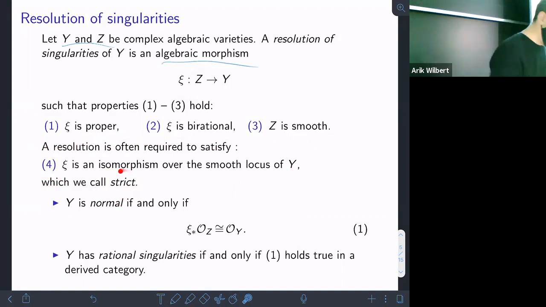So a couple of facts that come up in representation theory that resolutions help you with is that the variety Y is normal if and only if the push forward of the structure sheaf agrees with the structure sheaf. And then derived categories also come up in this kind of a thing. So sometimes you'll talk about rational singularities also. So for example, Schubert varieties have these properties and it is a pretty pleasing resolution.